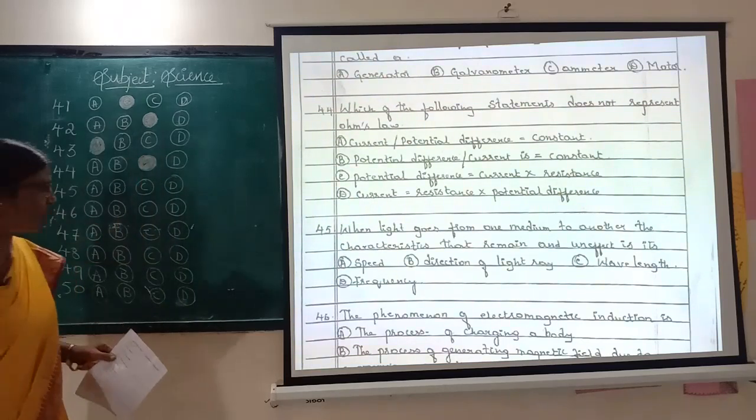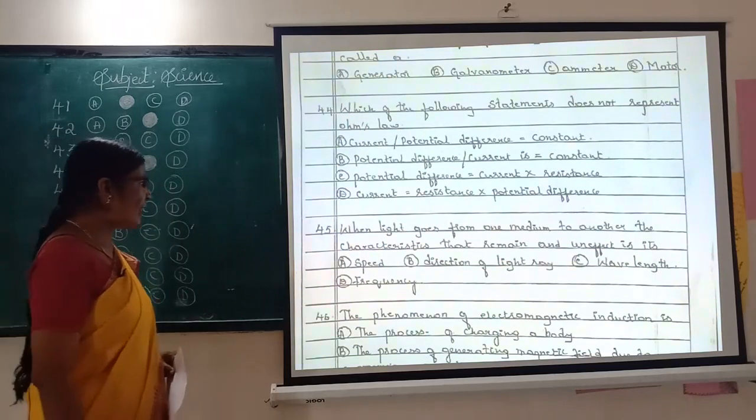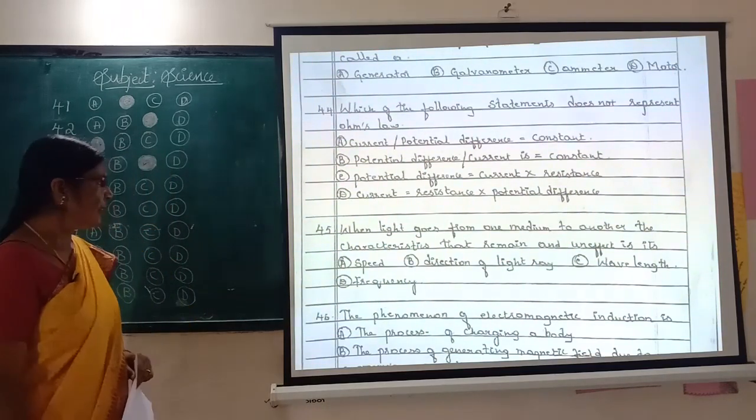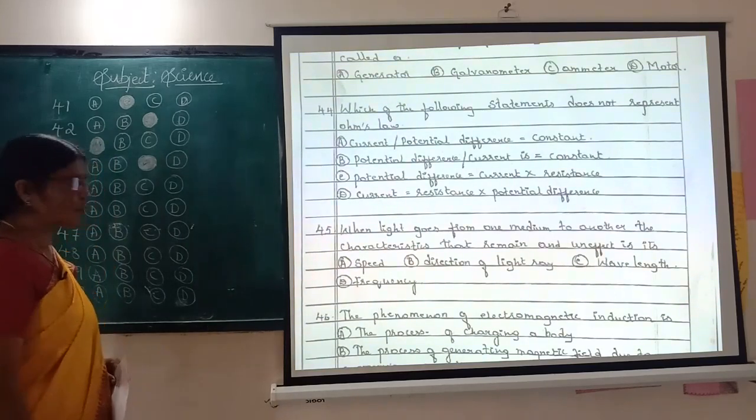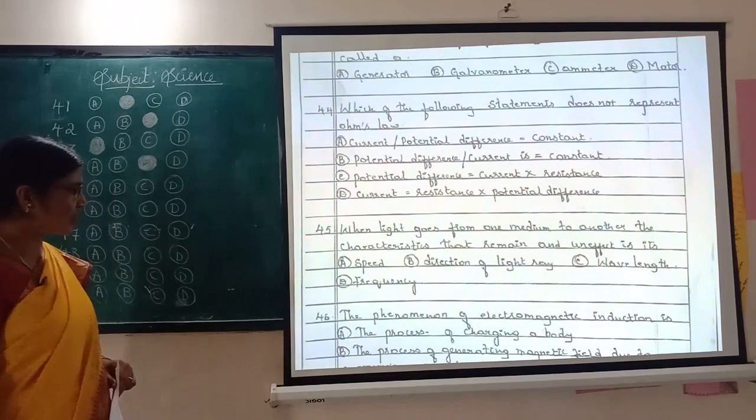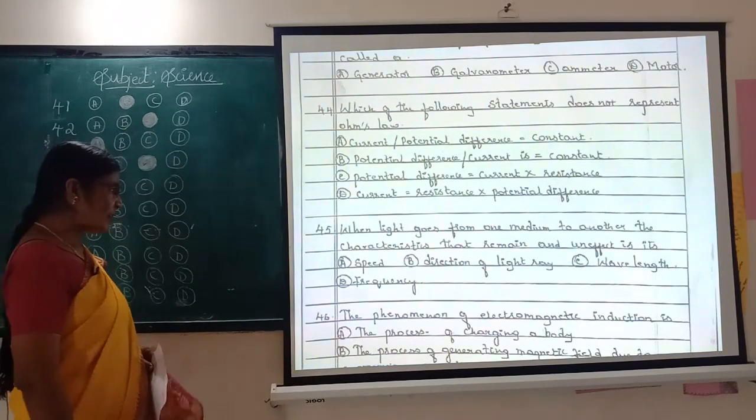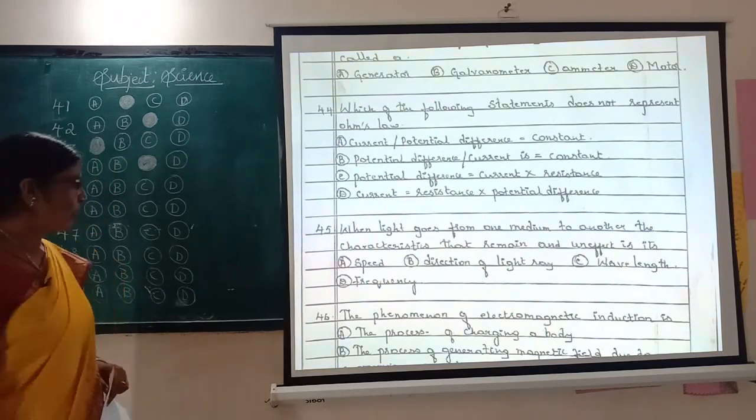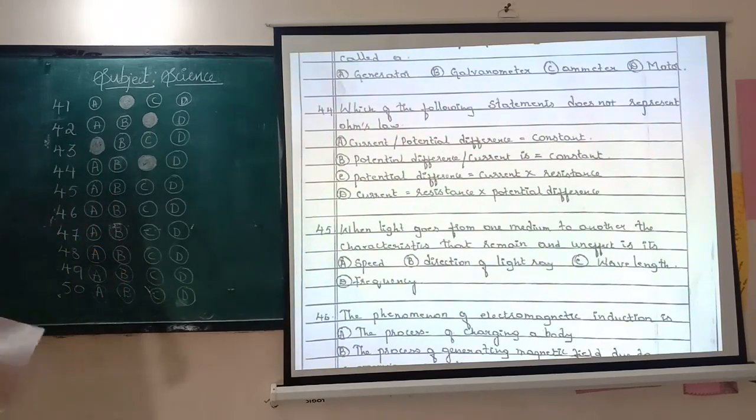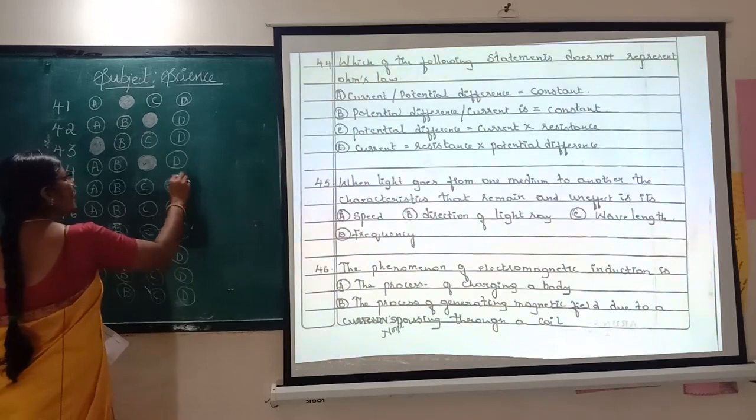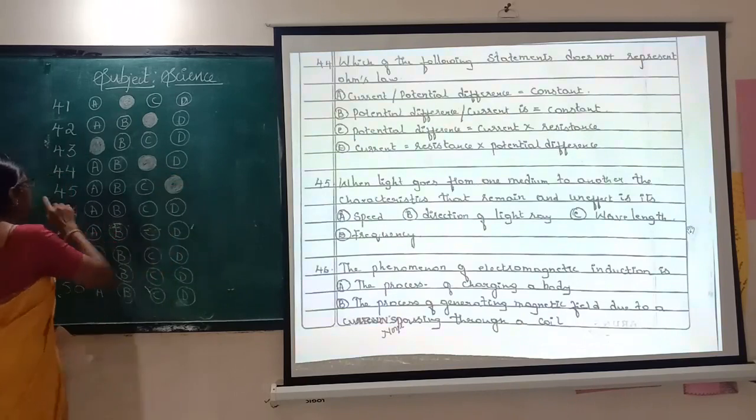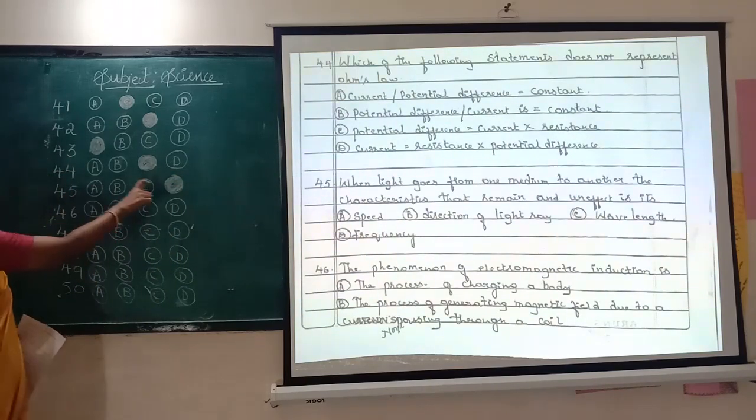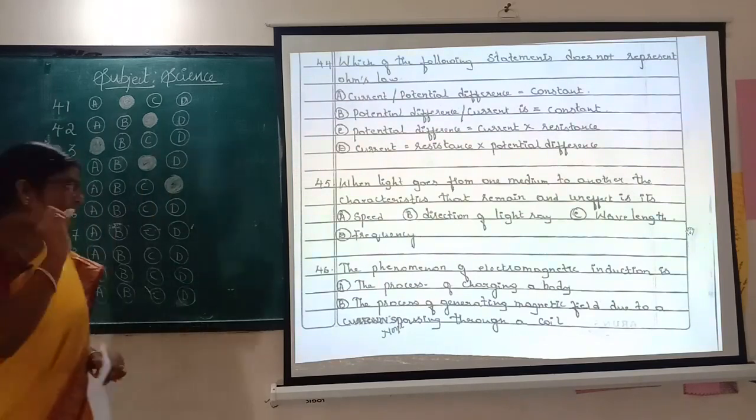Next, children, 45th question. When light goes from one medium to another, the characteristic that remains unaffected is its option A speed, option B direction, option C wavelength, option D frequency. So the right answer for this will be frequency, option D, children. Same you should shade in the OMR sheet as option D. While shading you should be very particular, children. See the question number and then only choose the right option and shade it.